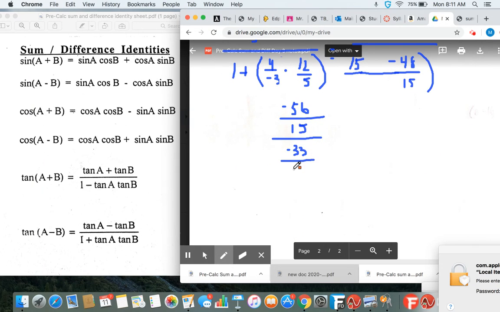All right, the 15s are going to cancel each other out. The two negatives are also going to cancel. And your answer is 56 over 33.